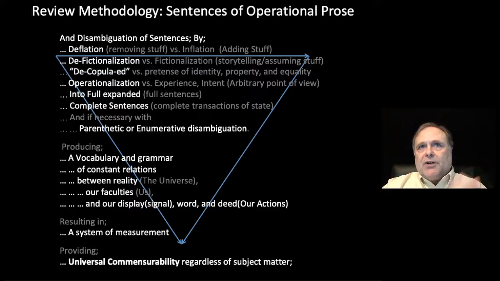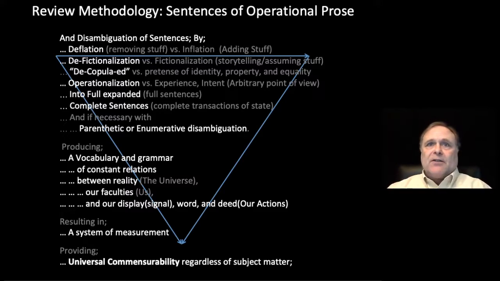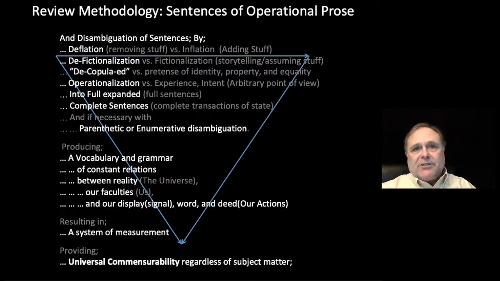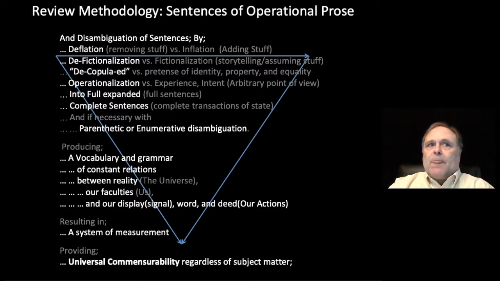So again, I'm just reiterating that our methodology consists of disambiguation of sentences by deflation, defictionalization, decopulization, operationalism, and expanded sentences, complete sentences that are parenthetic and enumerative, producing a vocabulary and grammar of constant relations between reality, our faculties, and our display, word and deed, resulting in a system of measurement, producing commensurability regardless of subject matter. And that's covering the operational prose.